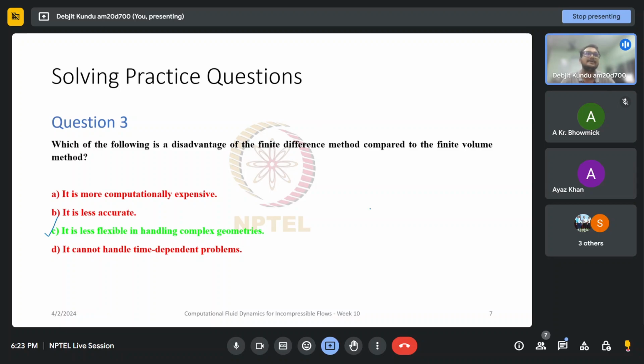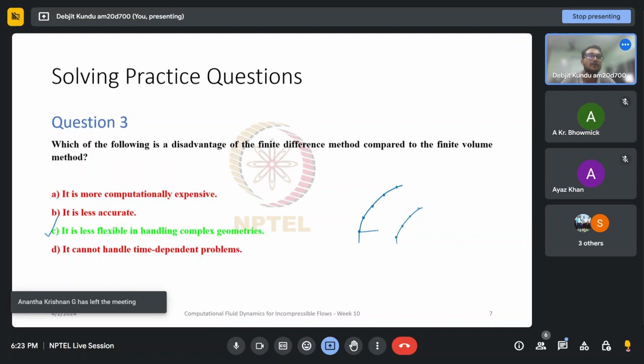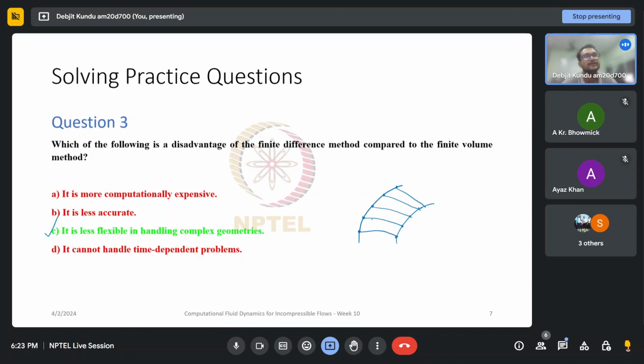So the idea is that if I have a geometry like this, I will fit the grids in such a manner that the boundary is properly represented, right? Something like this, while maintaining them to be orthogonal. That can be done, but the bookkeeping becomes difficult because in this case, using a uniform grid spacing is not possible, right? So you'll have to have non-uniform grids.